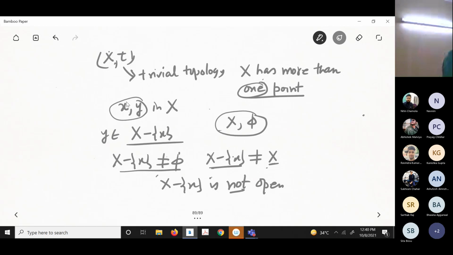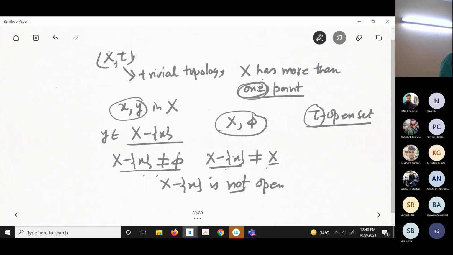Okay. So look, here y belongs here. That means this is not phi, and x doesn't belong here. That means it's not equal to X. But if it came from a metric, this should be an open set. But it is not an open set because members of tau are called open sets. Actually, more precisely tau-open sets, because members of tau are called tau-open sets, or simply we say open set if we do not have any confusion with tau. So trivial topology can never come from a metric.